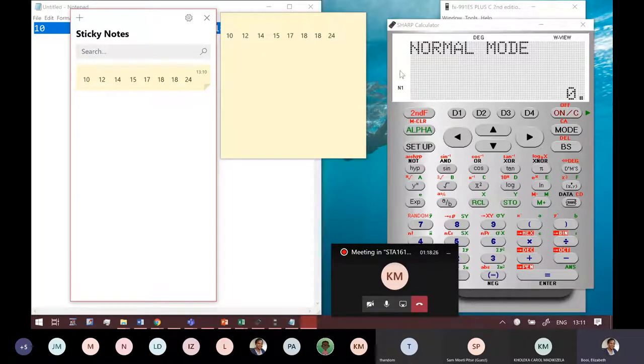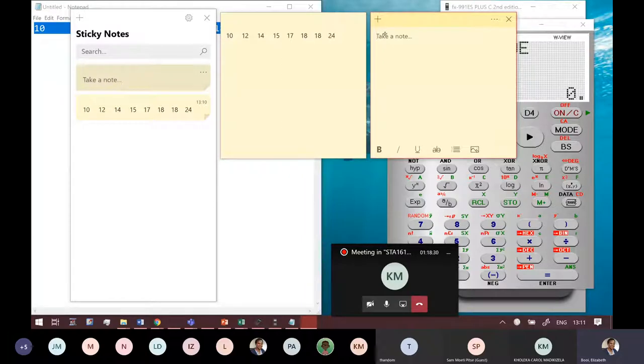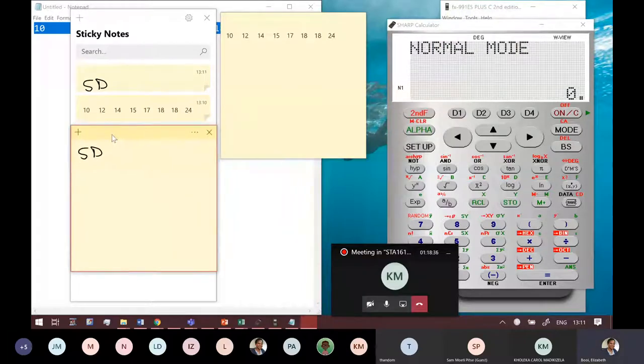So we have our data, and we know that we want to calculate the standard deviation, our SD, which is our standard deviation. And this is our sample standard deviation. How do we do that?